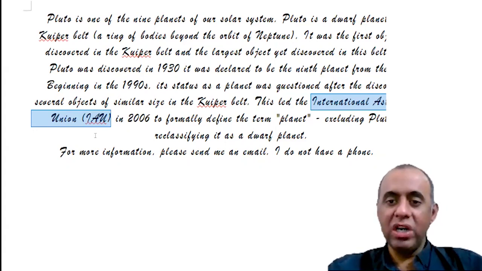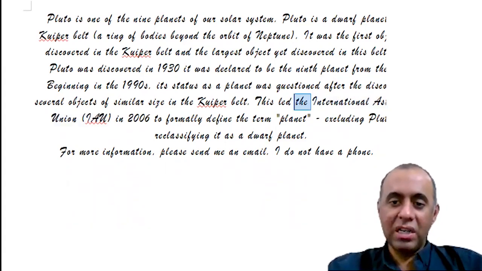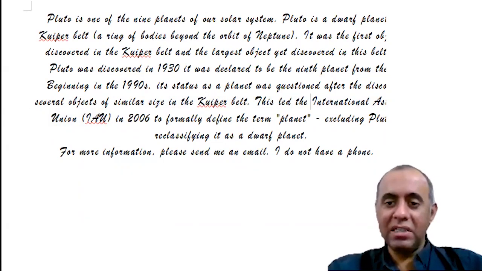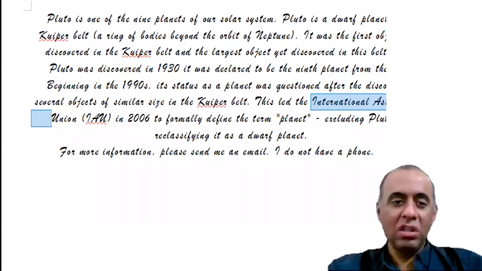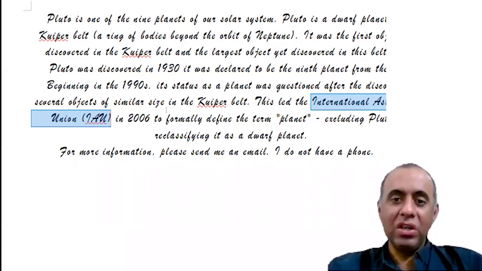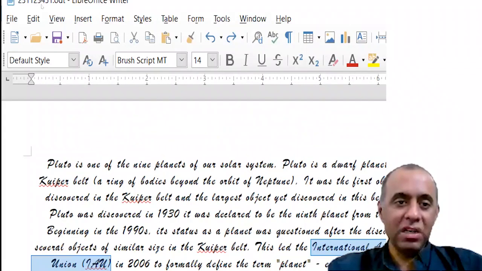I leave it to you. You can use the mouse to do that like this, or you can take your cursor blinking at the start of this, and you can use the right arrow keys to select all the text up to IAU bracket closed, and then you go to the insert option.